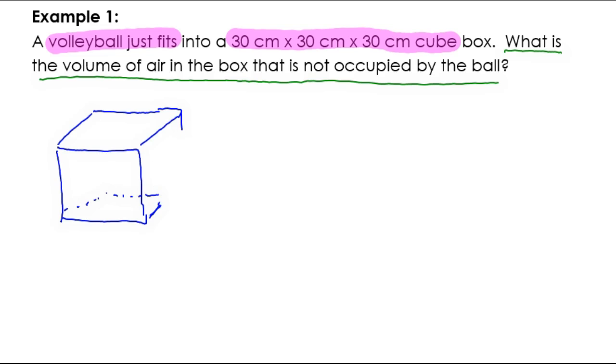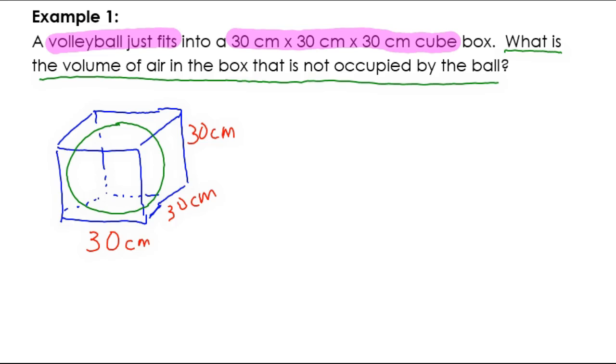Let me redo this a bit. So here's my box, and it's a perfect cube, and I know that it is 30 by 30 by 30, so that means it's 30 centimeters on this side, 30 centimeters along this side, and then 30 centimeters in height. Now the next thing they're telling me is that there's a volleyball that just fits into it. So if I were to draw a sphere, it would be just fitting in that box.